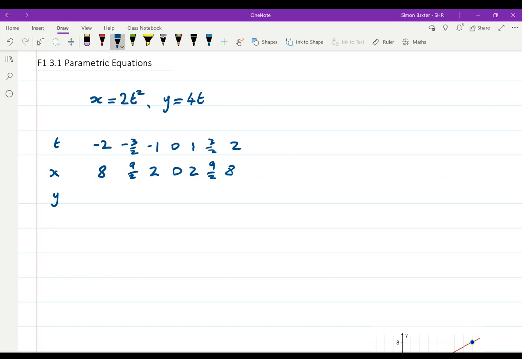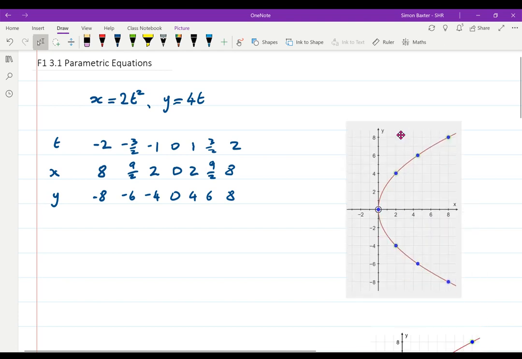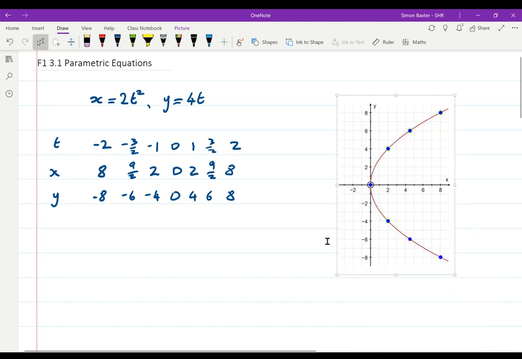And y would be 4 times t. 4 times -2, 4 times -3/2, 4 times -1, 4 times 0, 4 times 1, 4 times 3/2, and 4 times 2 is 8. Then we would just plot those points on a graph and join them up. And there we are, all done.